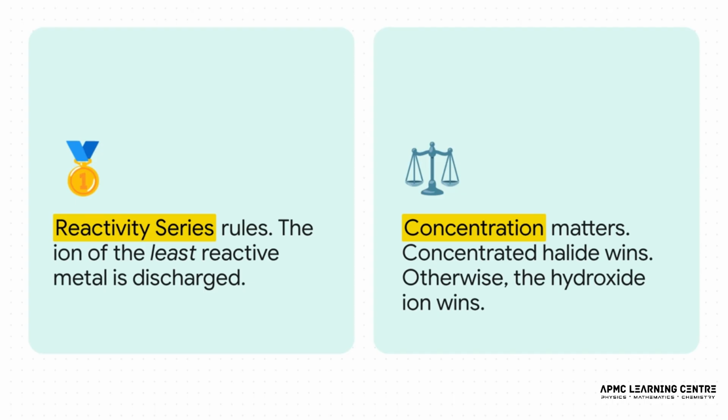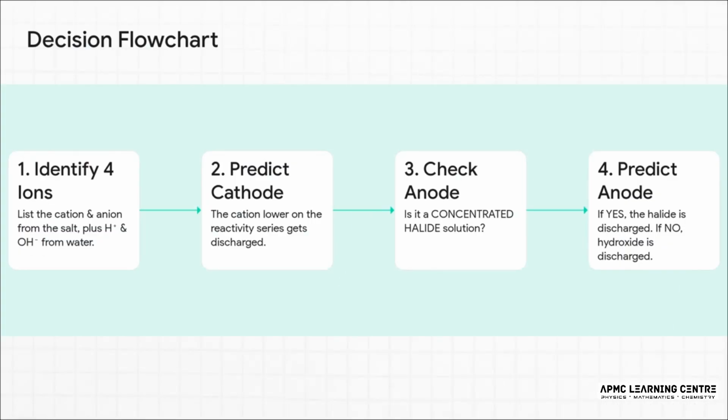Now, over at the positive anode with the anions, it's a bit more of a fight. Usually, hydroxide wins, but there's a special rule. If you have a concentrated solution of a halide, like chloride or bromide, then the sheer number of them can overpower the hydroxide and they win instead. Concentration is the key.